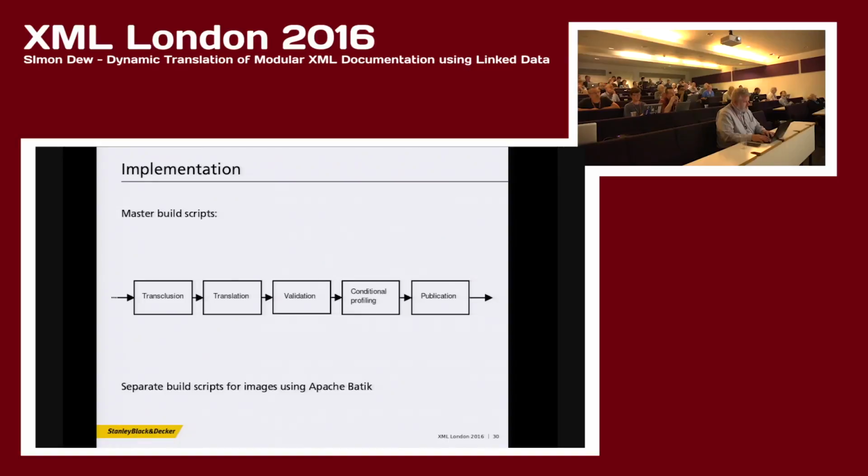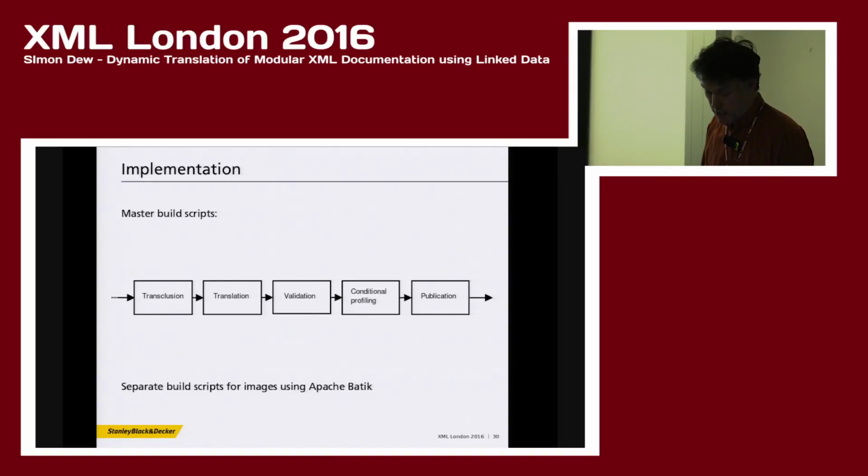And then, of course, we also had separate build scripts to handle the translation of SVG images. And if we needed to convert the SVG files to a different format for publication, so PNG or whatever, then the image build scripts used the Apache Batik SVG rasterizer to do the conversion. Of course, Apache Ant probably isn't the best solution. Probably an XProc pipeline would have been the best solution. I haven't implemented that.